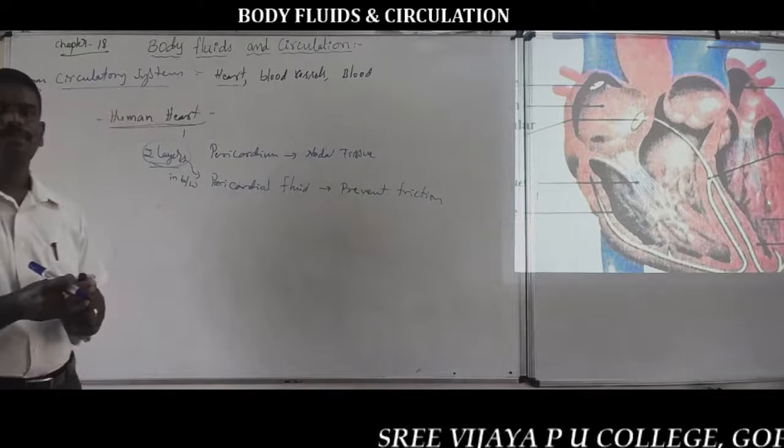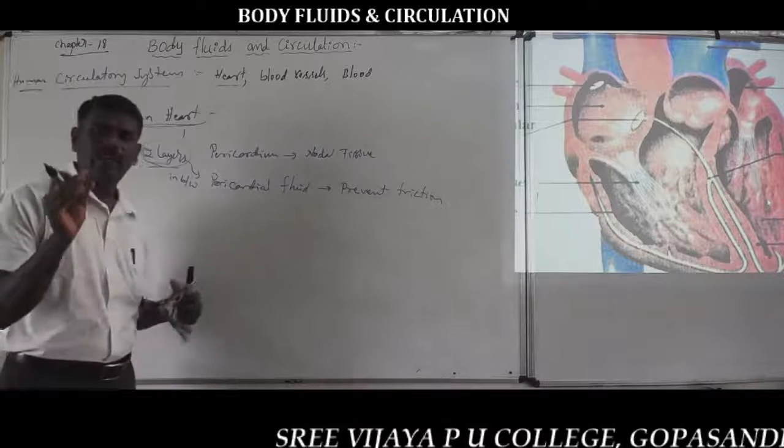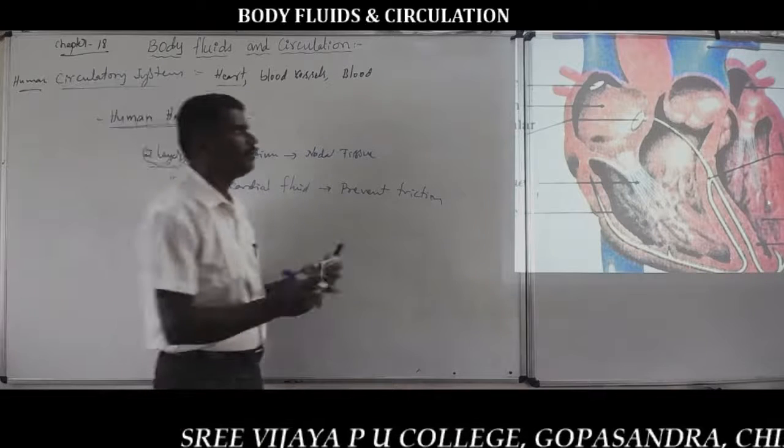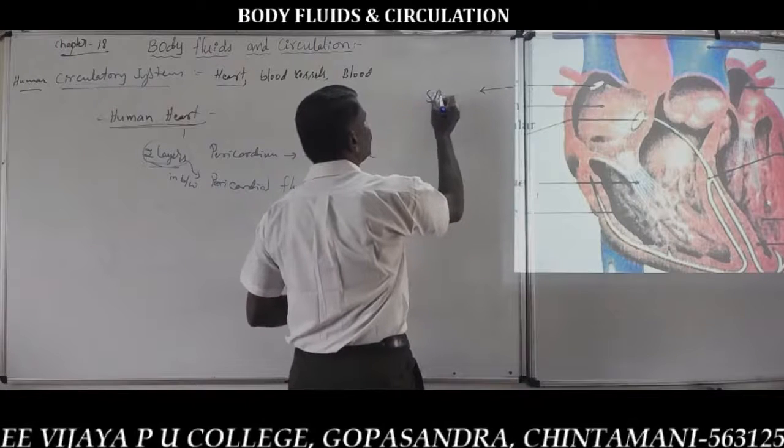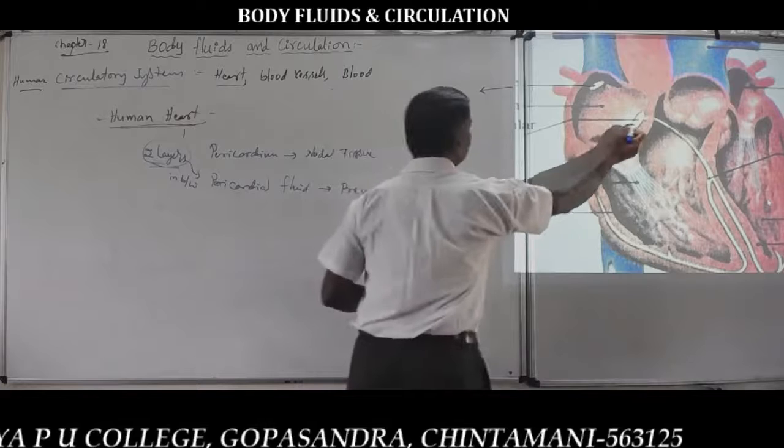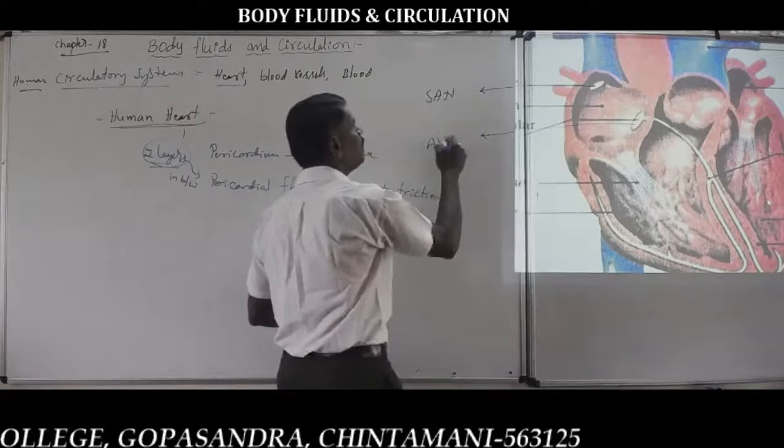Structurally, there is a patch of tissue here. The patch of tissue here is the SAN, and it is the AVN.